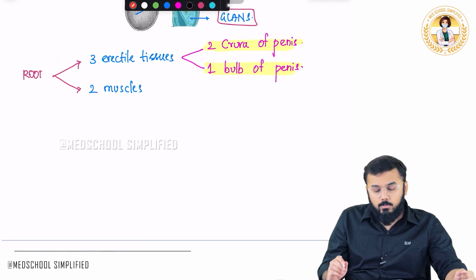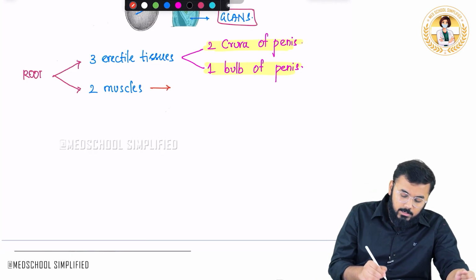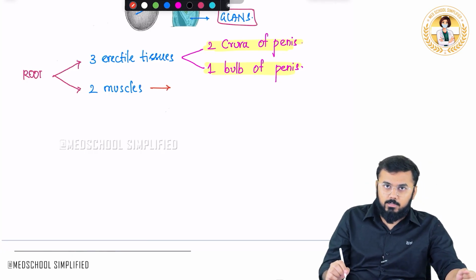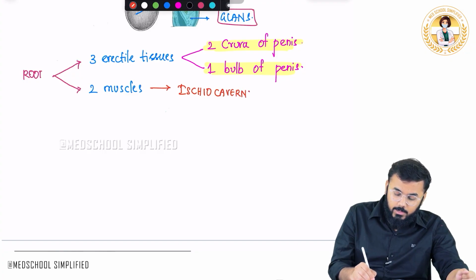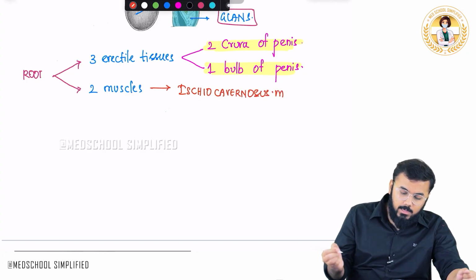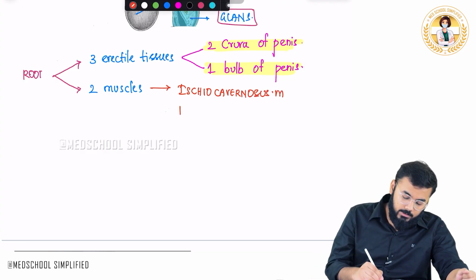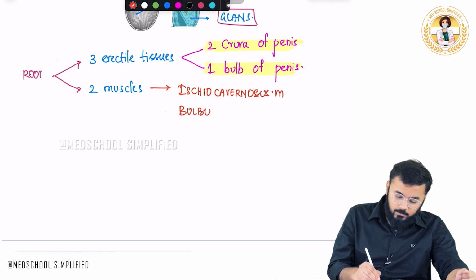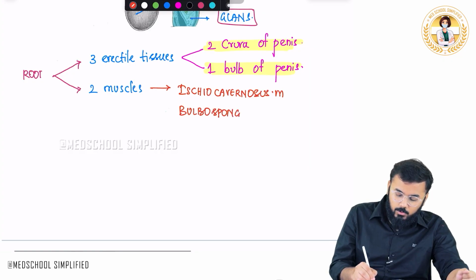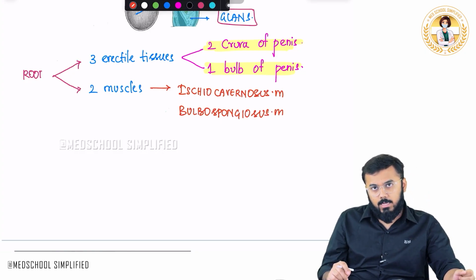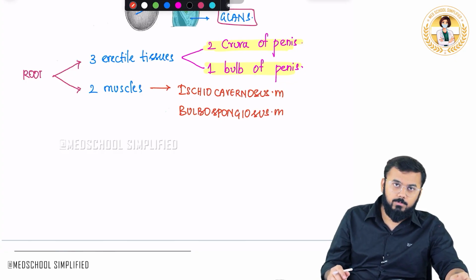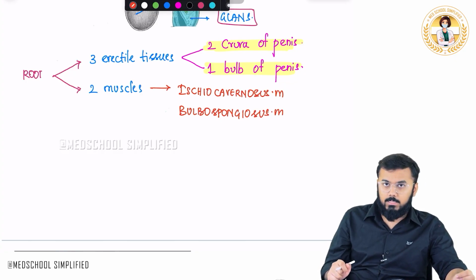How many muscles are there? Two important muscles. One is called the ischiocavernosus muscle, and the next one is called the bulbospongiosum muscle. So two important muscles over here. These are the two important muscles that are located.